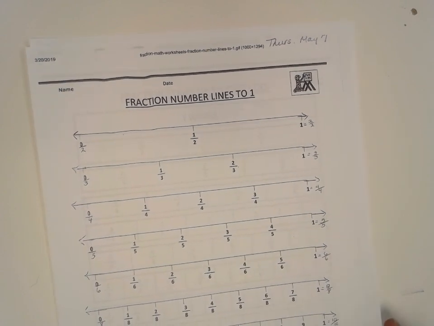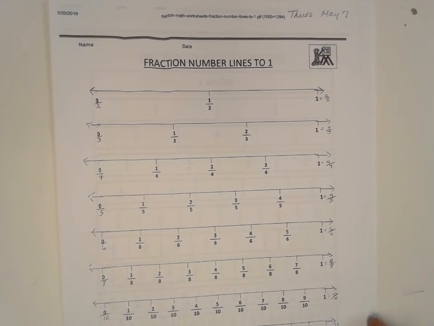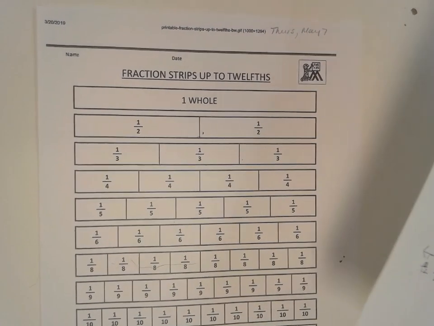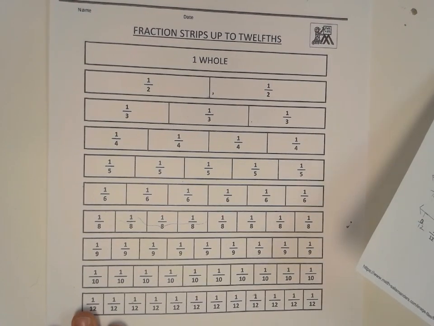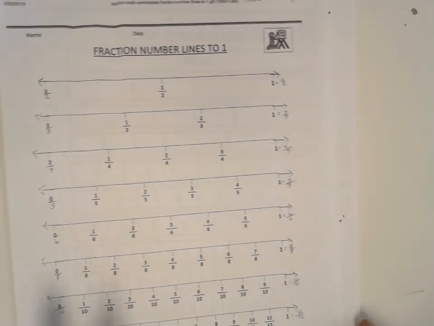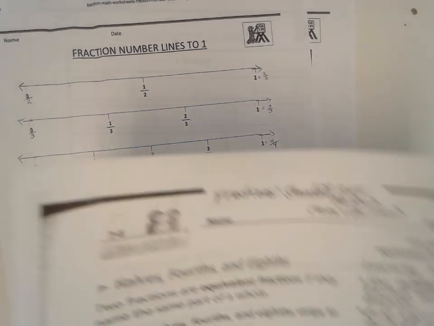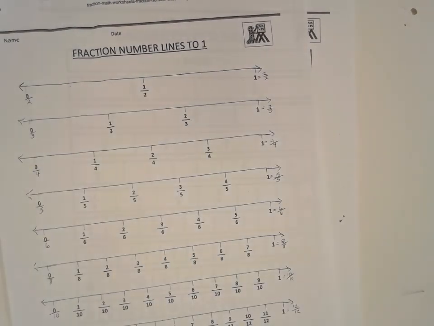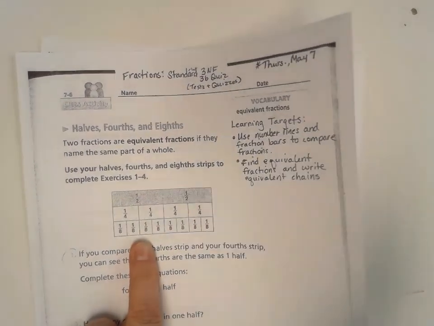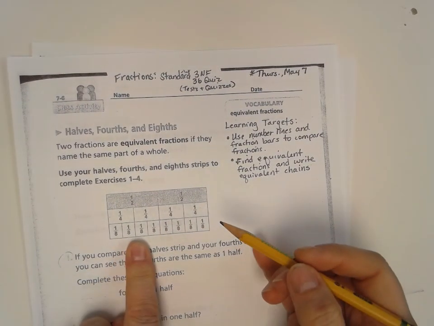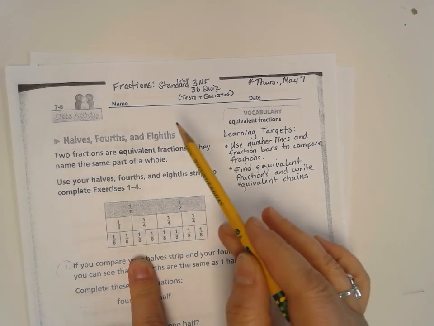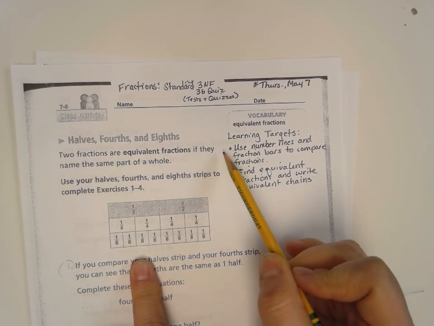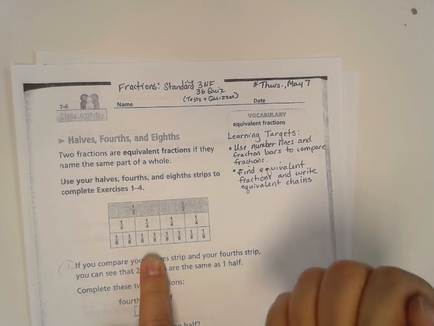But I'm going to use this fraction number line. And I'm also going to use some fraction strips to help us look at equivalence today. Things that are equal. And so you might remember this page from our workbook, and here it is. In fact, it's one of the pages that we did some work on. Halves, fourths, and eighths. It says two fractions are equivalent fractions if they're the same part of a whole.